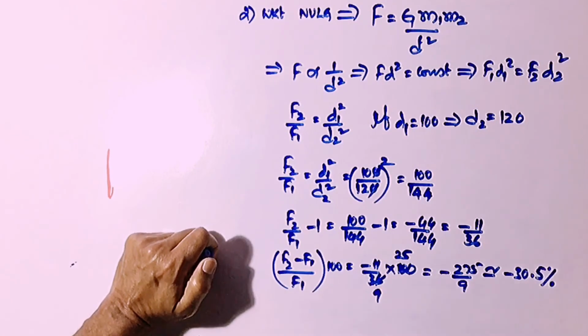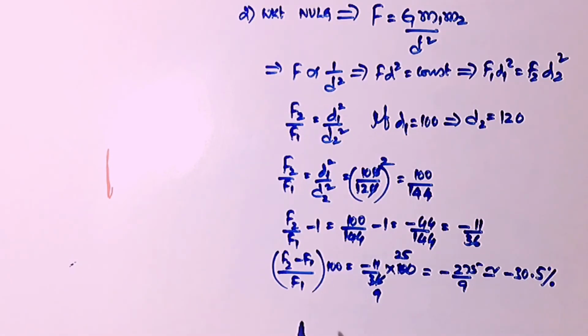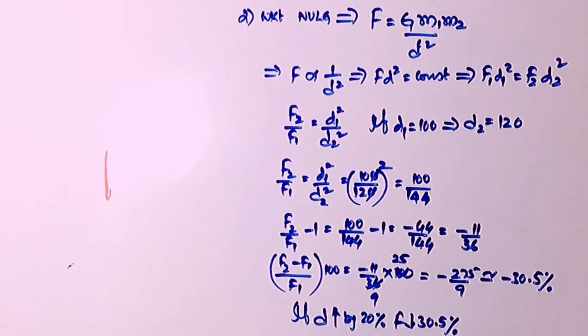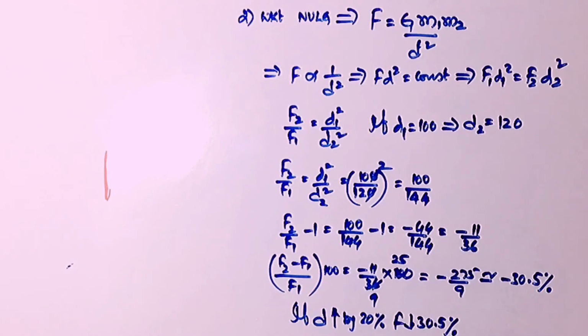End of the solution. So the summary of the discussion we have had so far is, if the distance of separation between two bodies increases by 20%, the gravitational force of attraction between them decreases by 30.5%. You know, in the final solution, we had on the RHS a negative value. The negative sign indicates that as the distance of separation increases, gravitational force of attraction decreases, and vice versa.